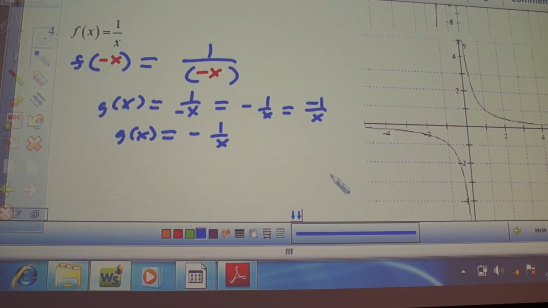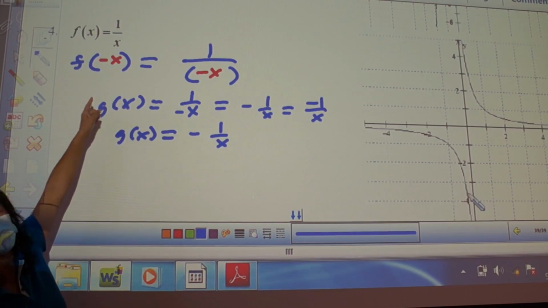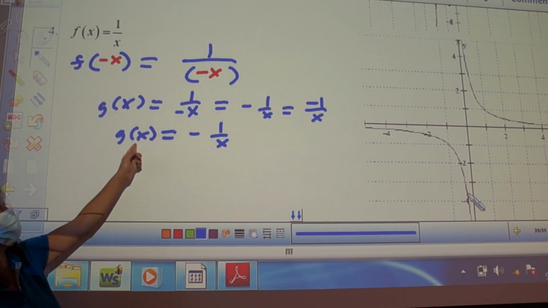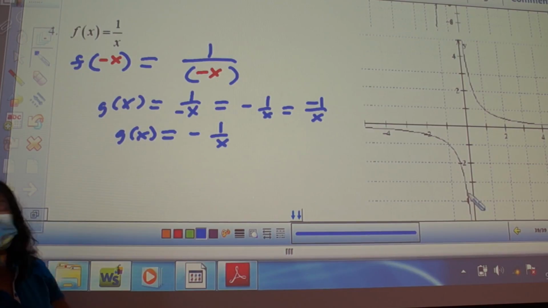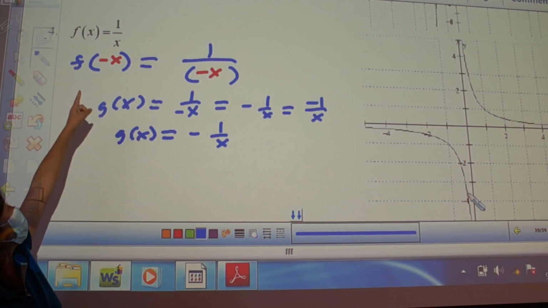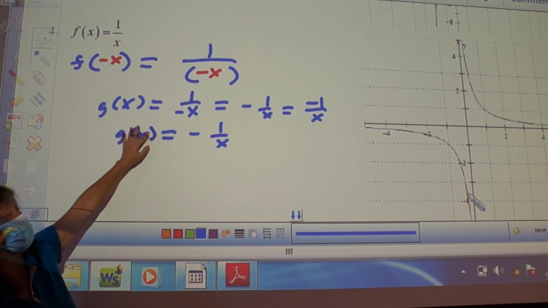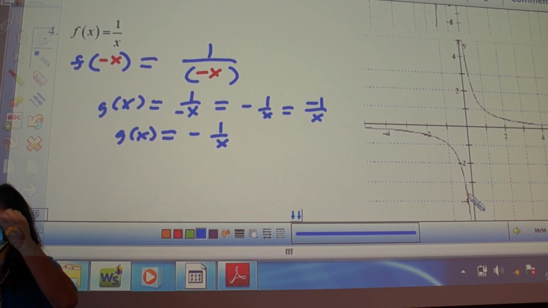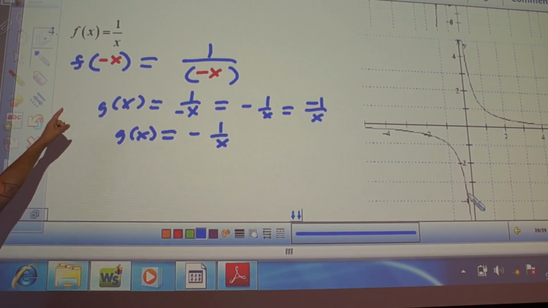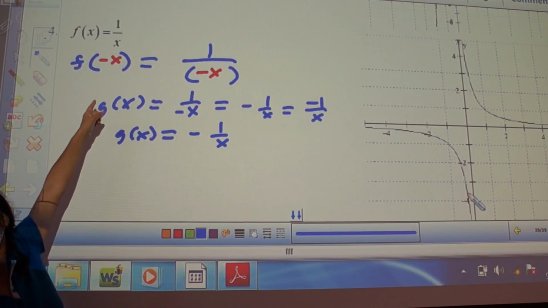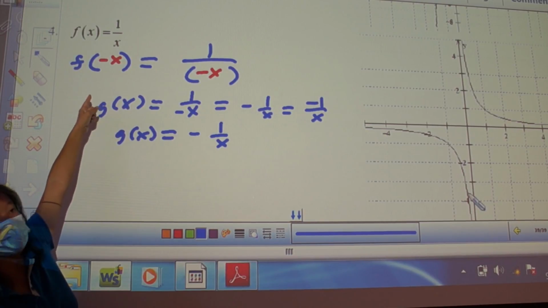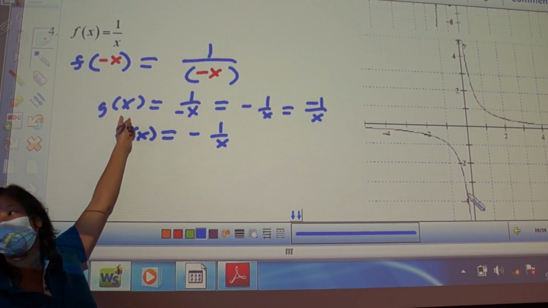With the g of x, isn't it g of negative x? No, f of negative x. F of negative x is g. So if I put negative x into the function f, I'll get g. This is a different function, right? That one's 1 over x. This is 1 over negative x. So that's why I have to call it something else. The first one, I'm just putting in negative x for x into f. So this is f of negative x, and f of negative x is g.